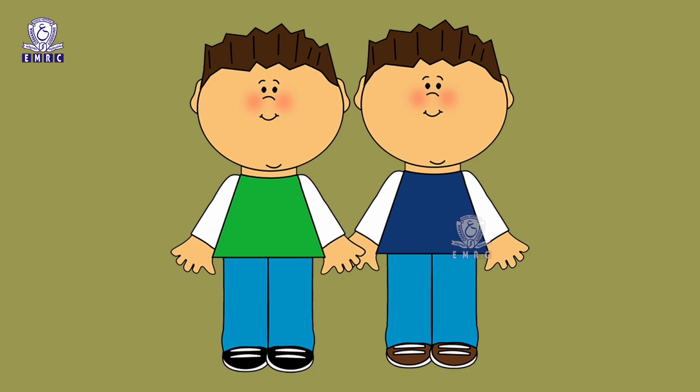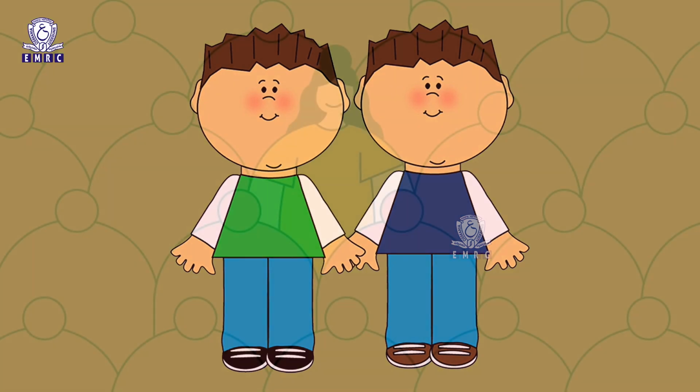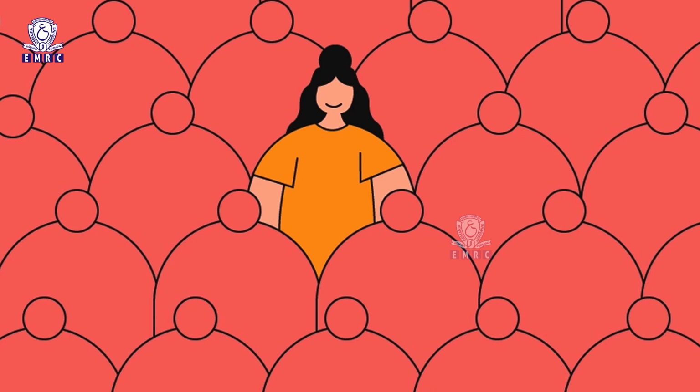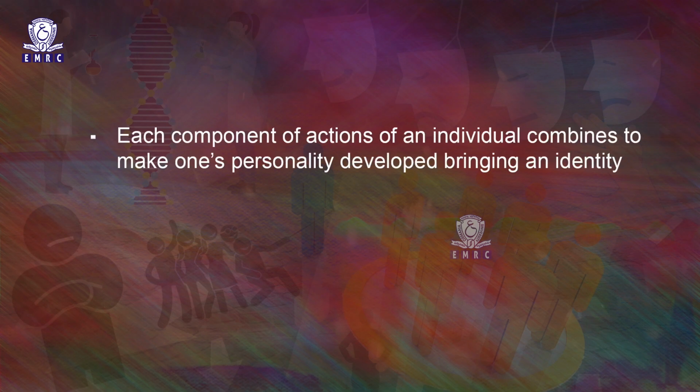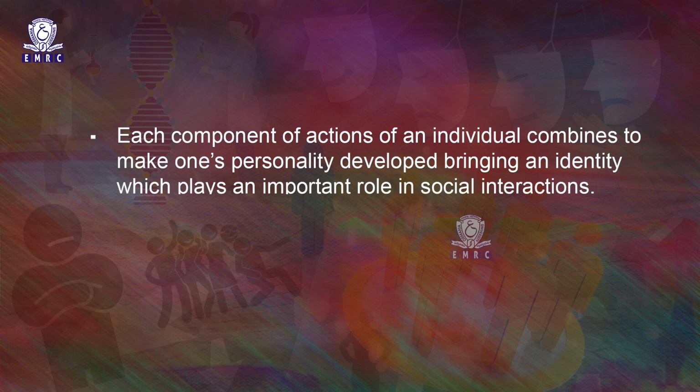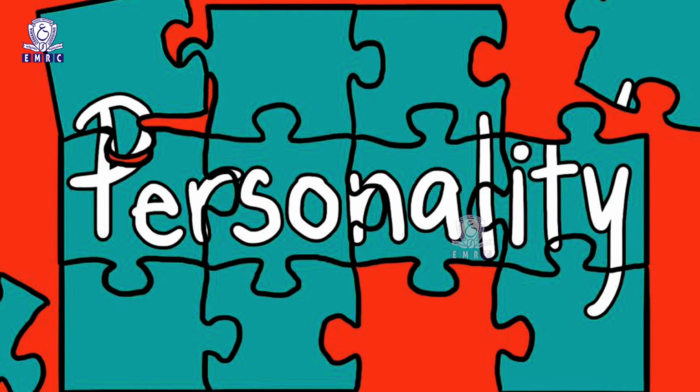Researchers observed that even identical twins do not possess the same or exact qualities and attributes, and thus no individual is the same. Organization. Each component of actions of an individual combines to make one's personality developed, bringing an identity which plays an important role in social interactions. It's a complete integration in making a whole from bits and parts to structure a person's personality.